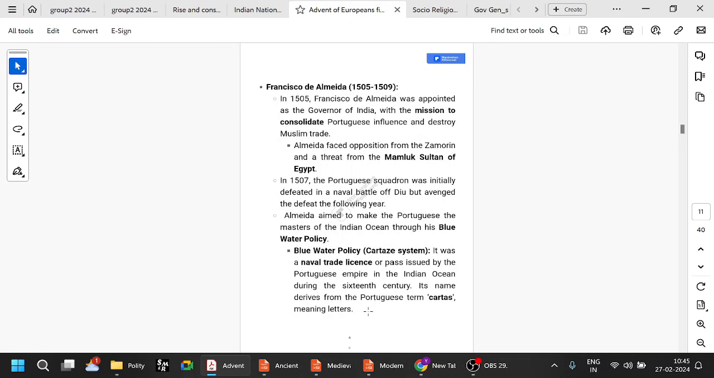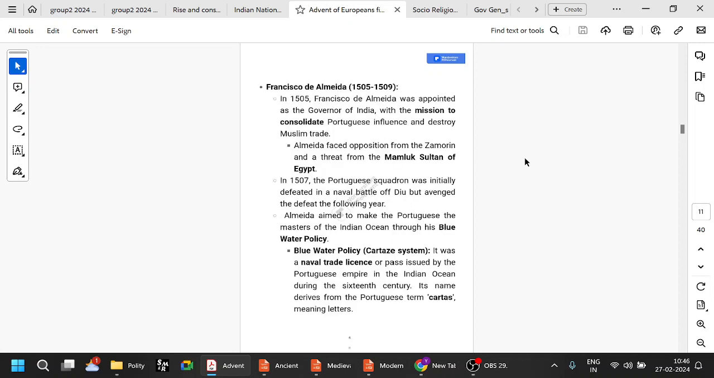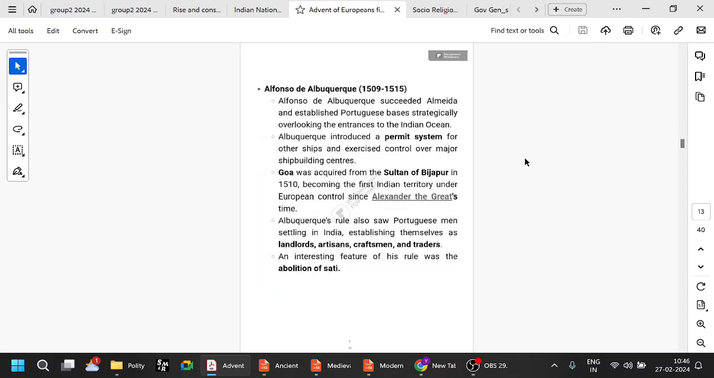That means basically they will have a licensing system. They will give a license so that you can trade in the Indian Ocean. So the Portuguese, if you remember Vasco da Gama, he came by the sea route, right? Because the land route was in the hands of the Arabs. So they tried to find a sea route, and he came in 1498. I'm sure everyone is aware of all that, right? Vasco da Gama. So Francisco de Almeida is important for the blue water policy.